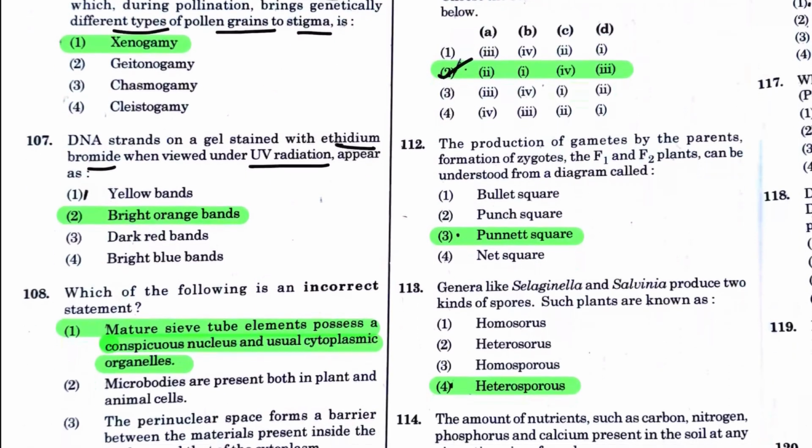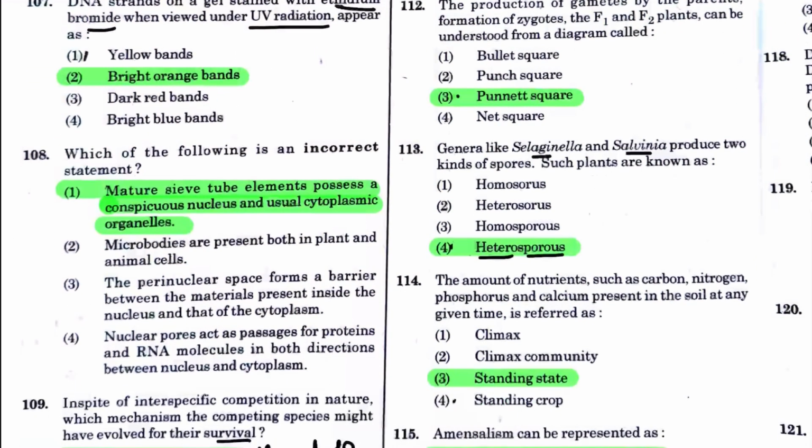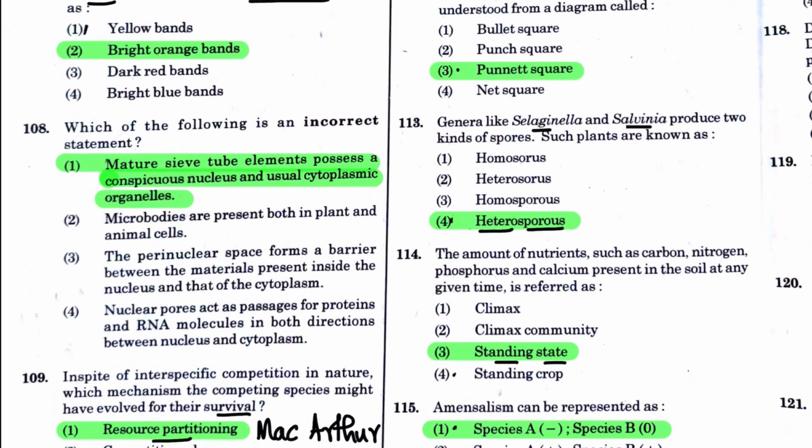Okay, for 113, genera like Selaginella and Salvinia will produce two kinds of spores. Okay, so we know Selaginella and Salvinia are examples of pteridophytes, and if pteridophytes produce two types or two kinds of spores, we call them heterosporous. Okay, so generally it is different, right? So heterosporous. Okay, next question 114. The amount of nutrients such as carbon, nitrogen, phosphorus, calcium present in the soil at a given time is referred to as standing state. Okay, so they are all direct questions, right?